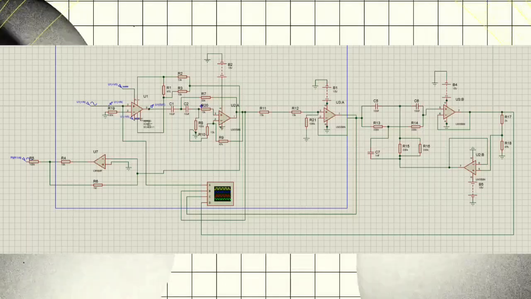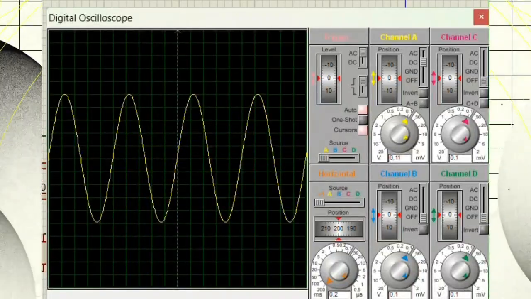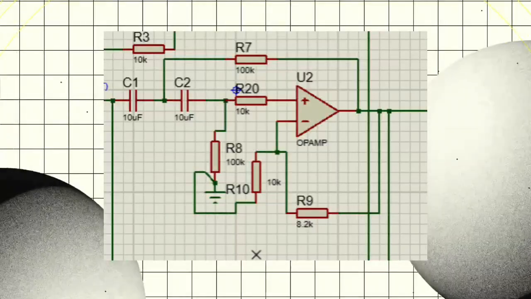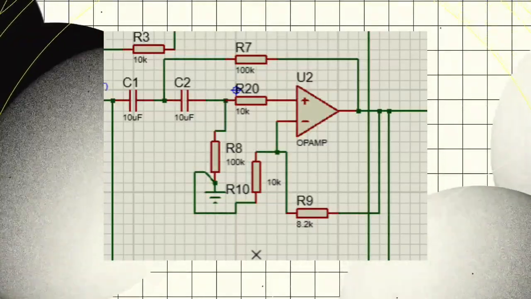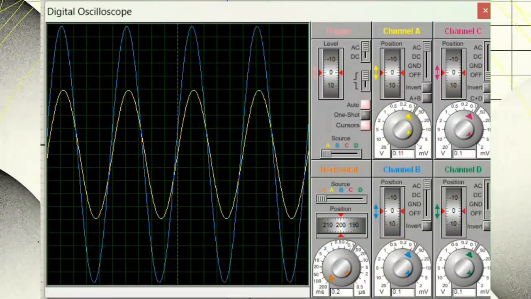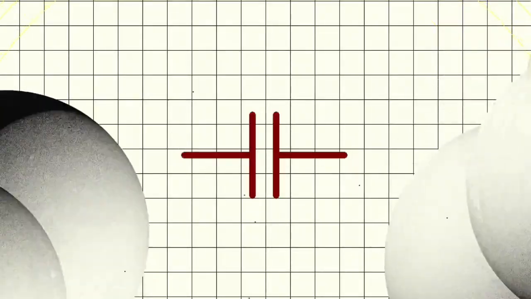In the simulation, we tested each stage one by one. First, we checked whether the instrumentation amplifier correctly amplified the weak ECG signal. Then we analyzed the filter stages to confirm that unwanted noise and DC components were removed effectively. Using the oscilloscope inside the software, we observed the waveform at different stages of the circuit.